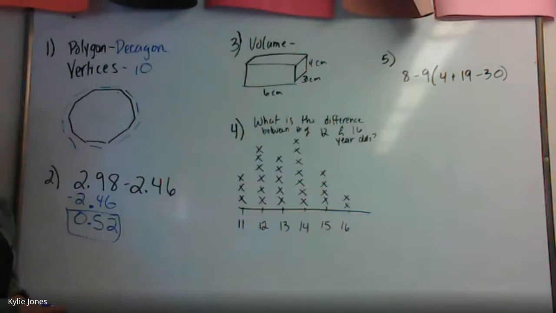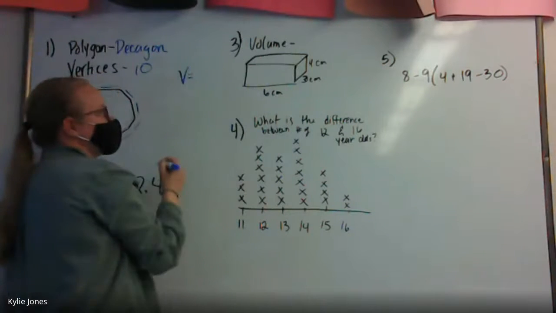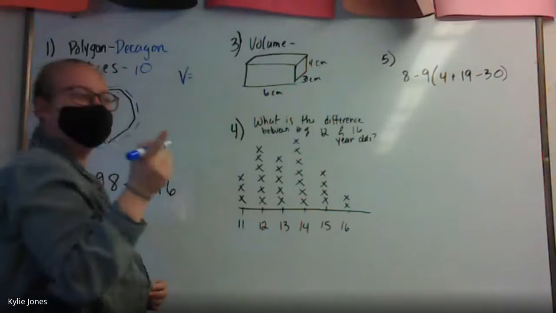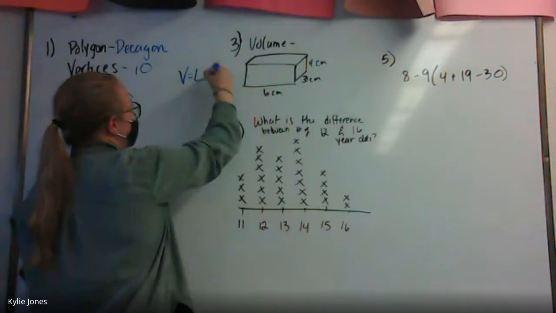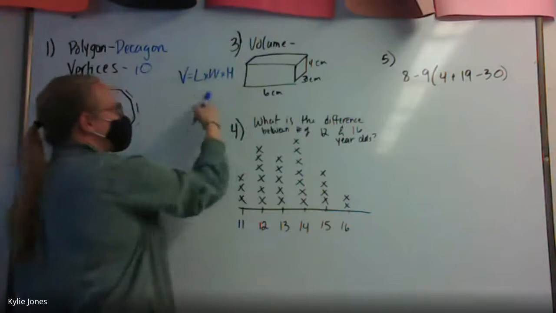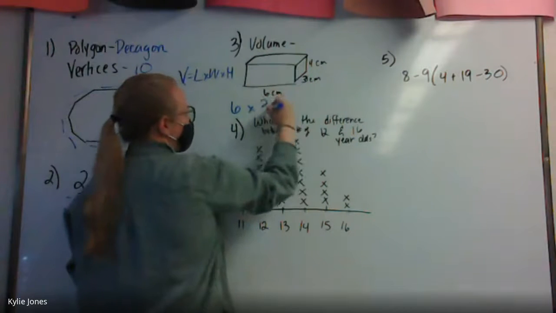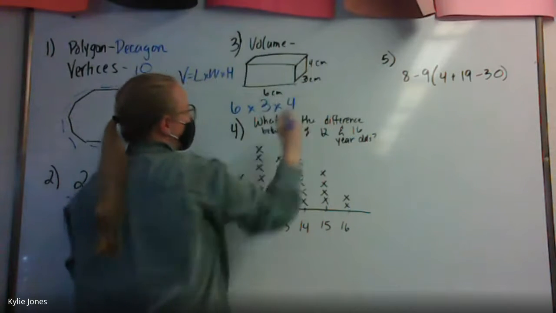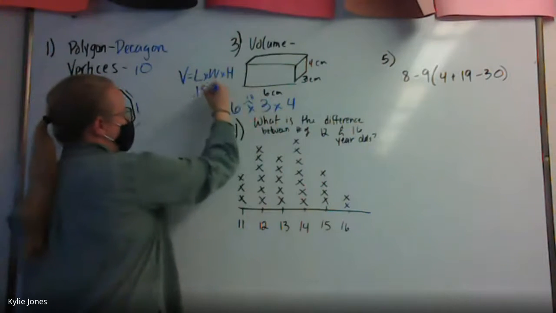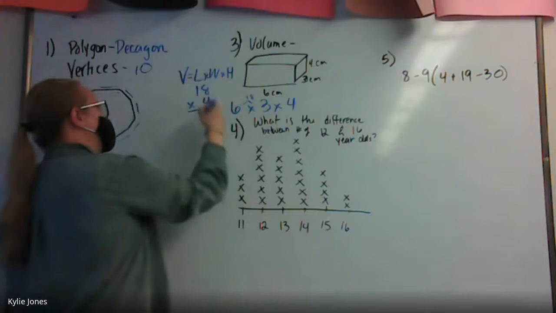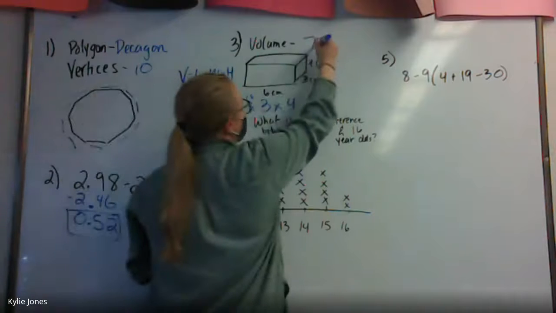Number 3, we're finding the volume of a rectangular prism. How do you find the volume? What do you do? Multiply. You have to multiply length. Good, yes. Length times width times height. What is the length of this? 6 times the width times the height. 4. 6 times 3 times 4. What's 6 times 3? 18. So we got to do 18 times 4. 72. 72 is correct. Volume is 72.